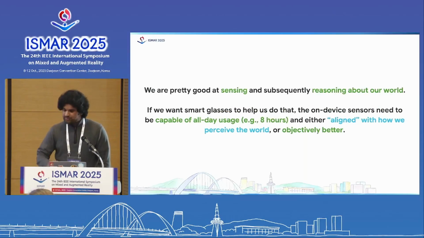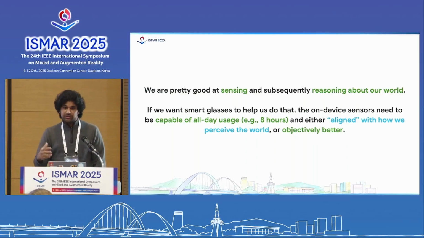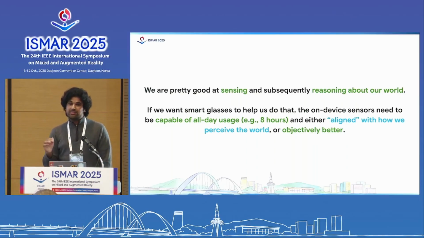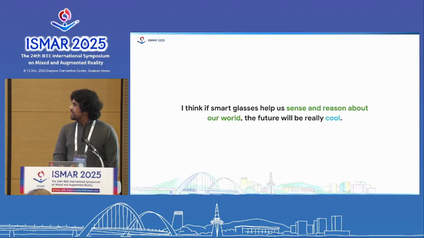And again, we're pretty good as humans at sensing the world in a very efficient manner, right? So the goal is we want smart glasses to help us do that in some way, and we want those sensors to last all day, 8 hours, 12 hours, whatever you want to define as all day. Ideally they're aligned with how we perceive the world, or they're objectively better. So if we don't notice something, they do notice it, and it's autonomous and requires minimal input from the user. And I think if the glasses actually help us do that, the future's really cool.